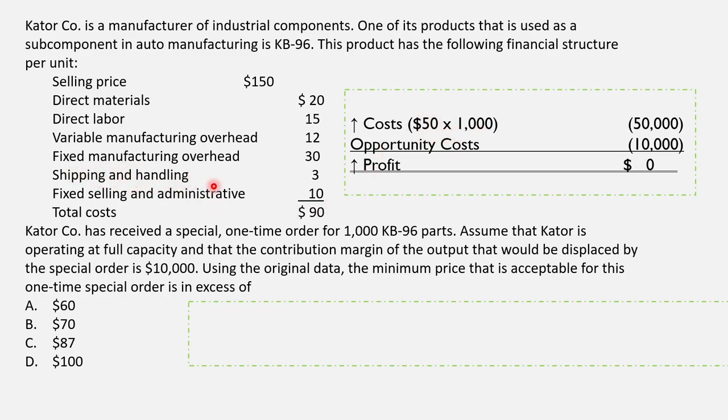Variable shipping and handling. So what would happen is, you would have to set revenue, no? Your revenue should be in such a way that all the costs will be covered. So kung ang total nito 50k at 10k, 60k, yung revenue natin at least 60,000. The special order is for 1,000 units of KB96 parts. So 60,000 divided by 1,000 units is $60. Yan yung special price natin dapat. At least, no? Minimum yan, ha? Minimum of 60. So the correct answer is letter A.